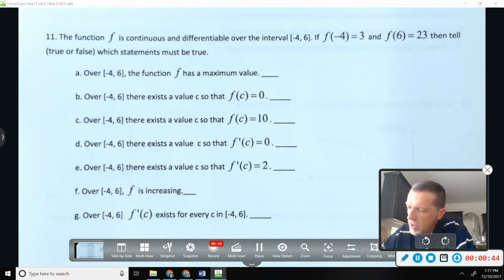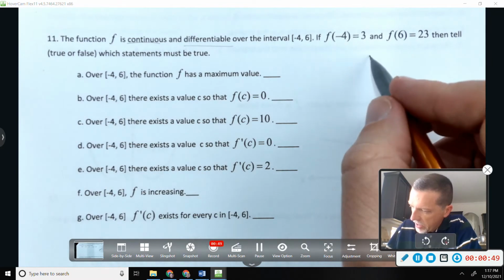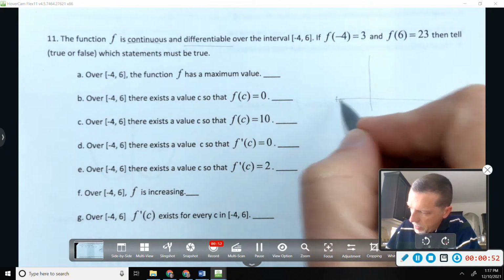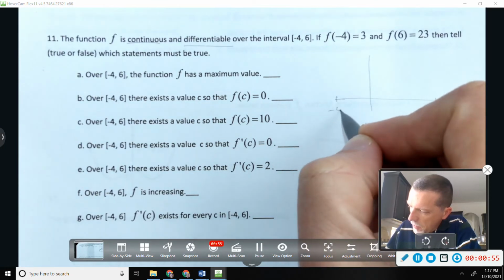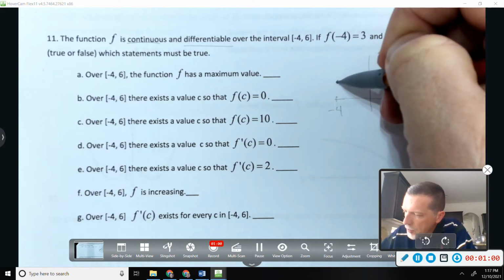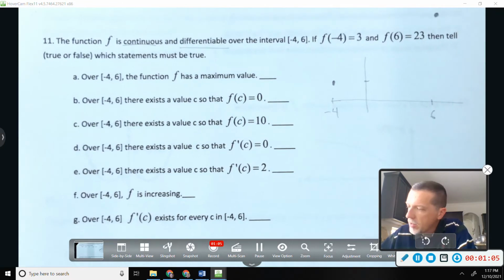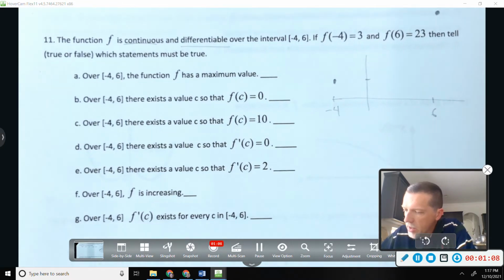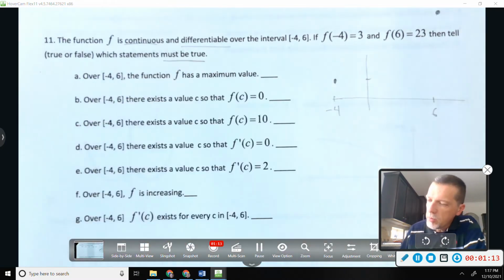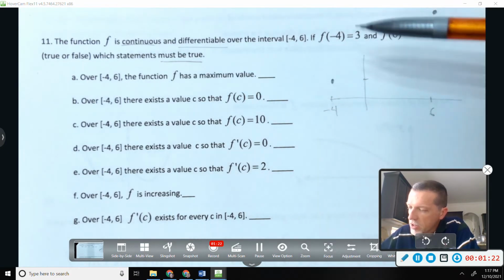Number 11. The function is continuous and differentiable over the interval -4 to 6. F of -4 is 3. F of 6 is 23. So that's way up there somewhere, but it's enough to get a picture of what's going on. Tell whether the statements must be true. Must be true, so it's not might it be true, it has to be true for us to give it the true mark.